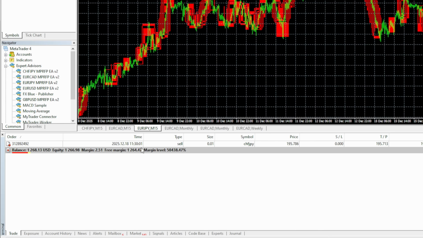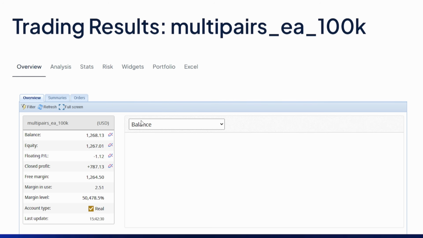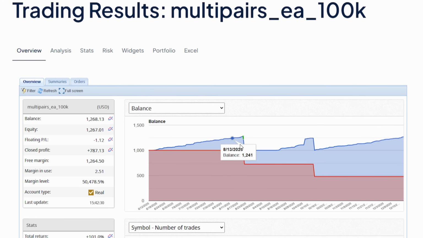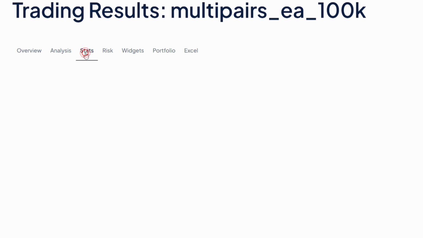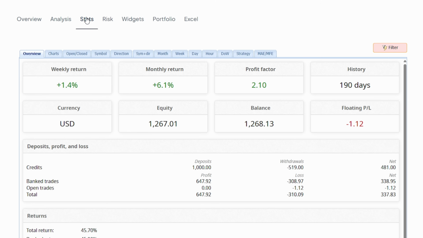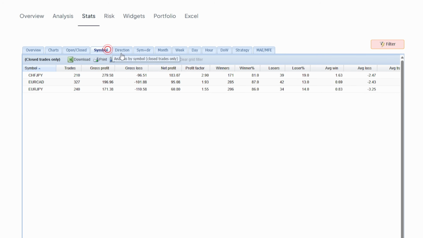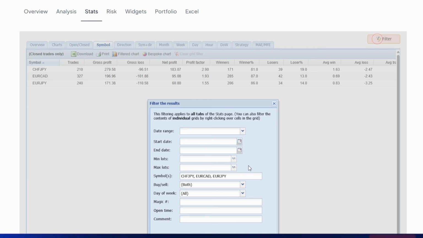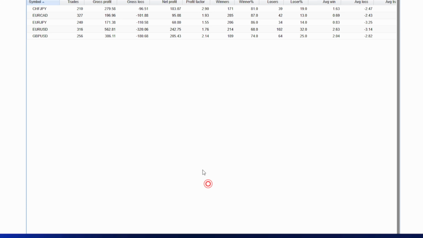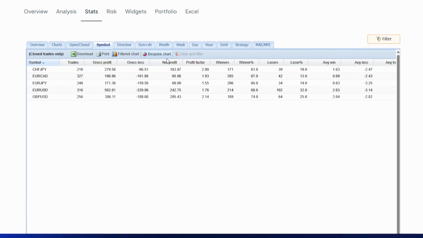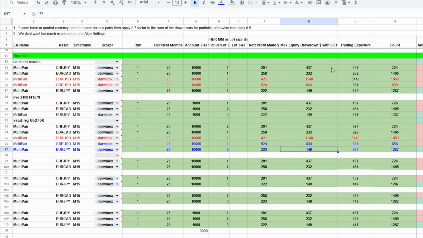So at this account, until recently I was trading the 5 currency pairs. I actually requested 2 times withdrawals, so I'm already making money from this account. And if I click on stats and I show you the symbols and I remove the filter, you will see that the most profitable is the euro dollar and the pound dollar, exactly the assets that had the biggest drawdowns in the past.